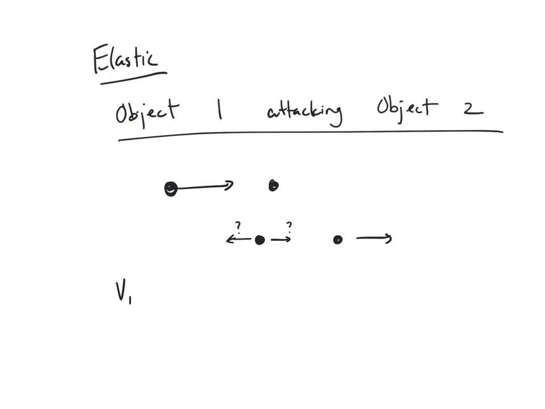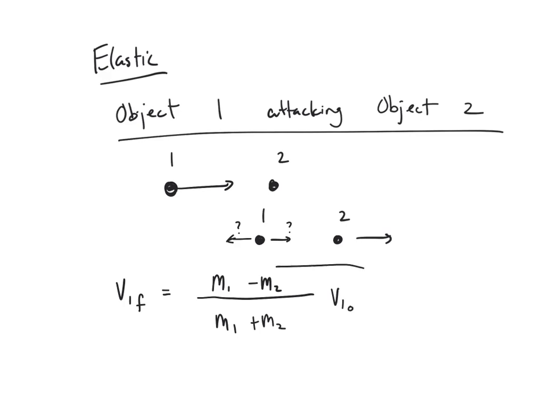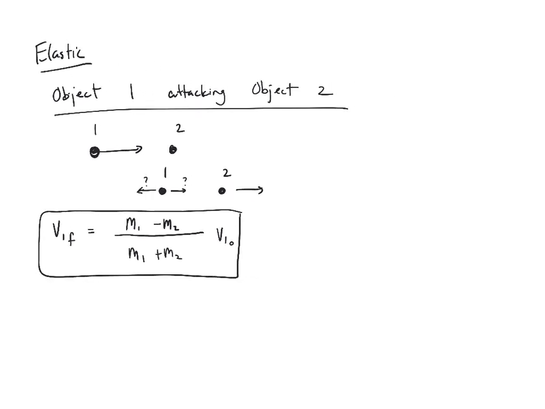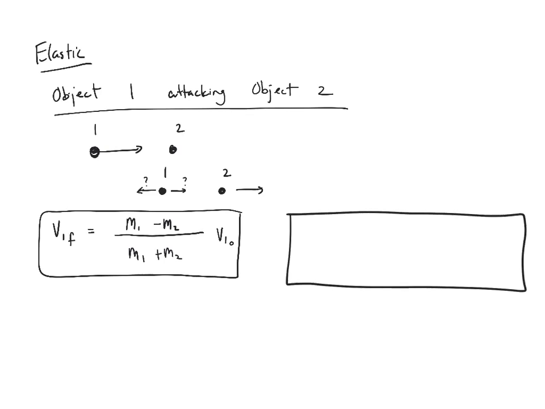So v1, they're calling it f for final, the velocity of the first object after the collision, the generic solution for it, is (m1 minus m2) over (m1 plus m2), all times the initial velocity of object 1. And this is combining conservation of momentum and conservation of energy. I'm using both concepts to make this true.